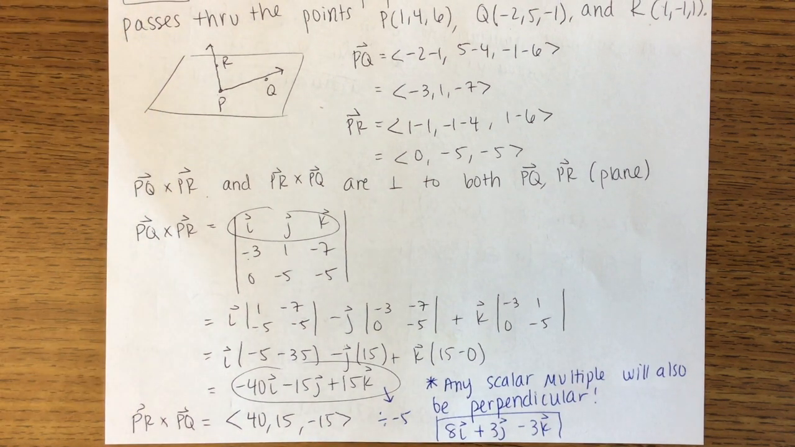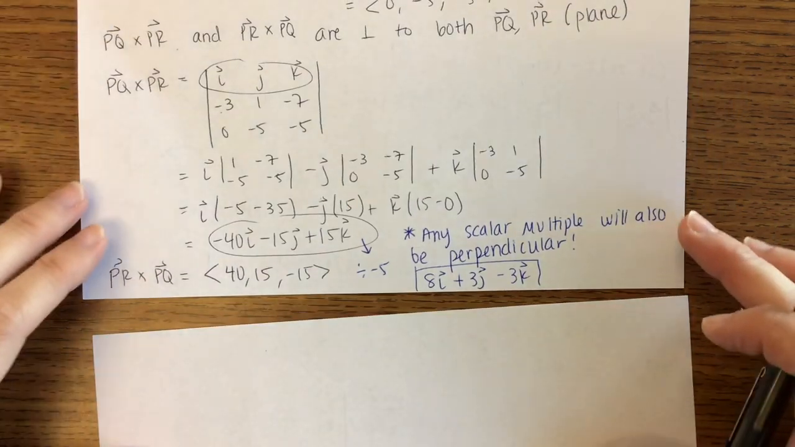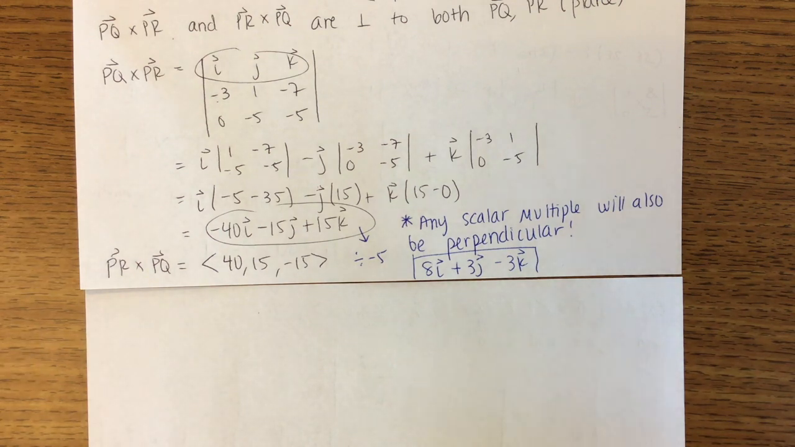So if you look at any of the examples in your book or the examples in the packet that you do, a lot of times I'm going to simplify as much as possible. The book will simplify as much as possible, so now you know why. If you don't simplify, that's fine. It's just important to know that scalar multiples are also perpendicular.